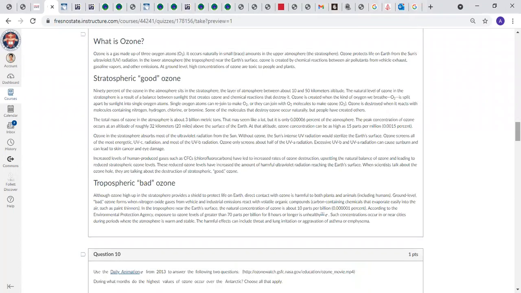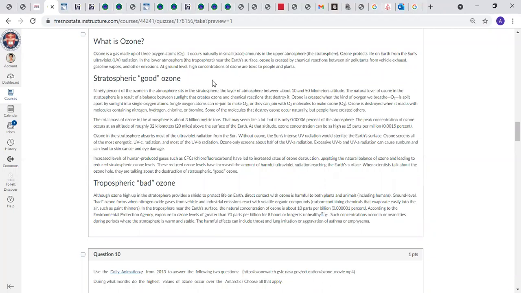Now, the next part is going to be about the ozone. The reason the ozone layer is important is because it protects the Earth from pretty harmful UV radiation from the sun. That's the reason you've probably heard of a hole in the ozone layer. This section will help you understand it better.